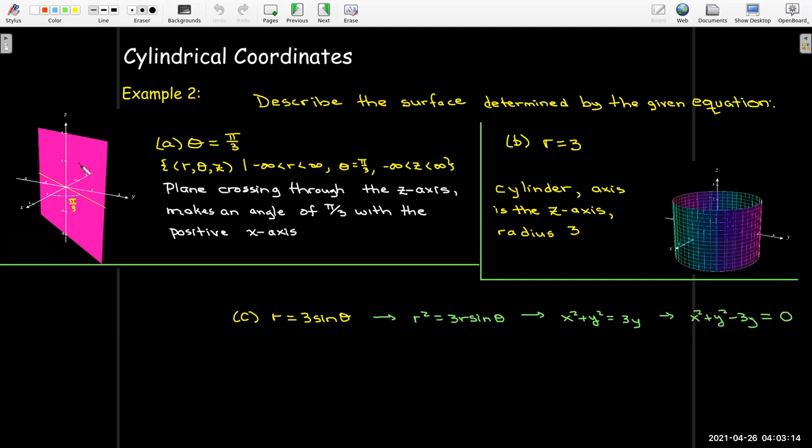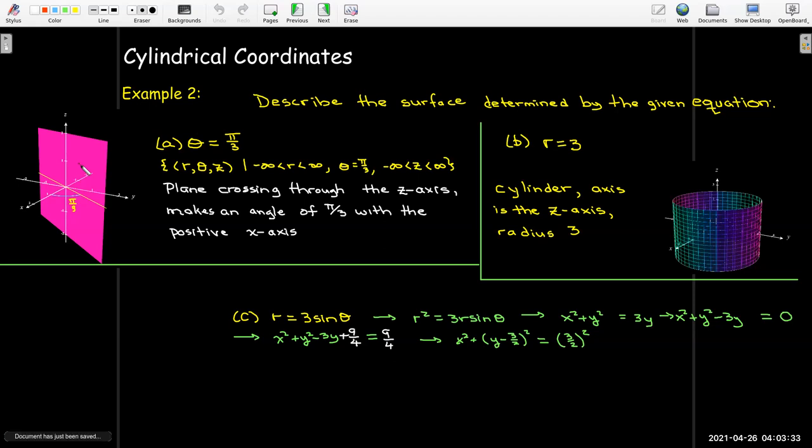I'll go ahead and make that equal to 0, so I can complete the square. Half of 3 is 3 halves. If I square that, I'll get 9 fourths. Add that to both sides. And after factoring, I get x squared plus, in parentheses, y minus 3 halves squared equals 3 halves squared.